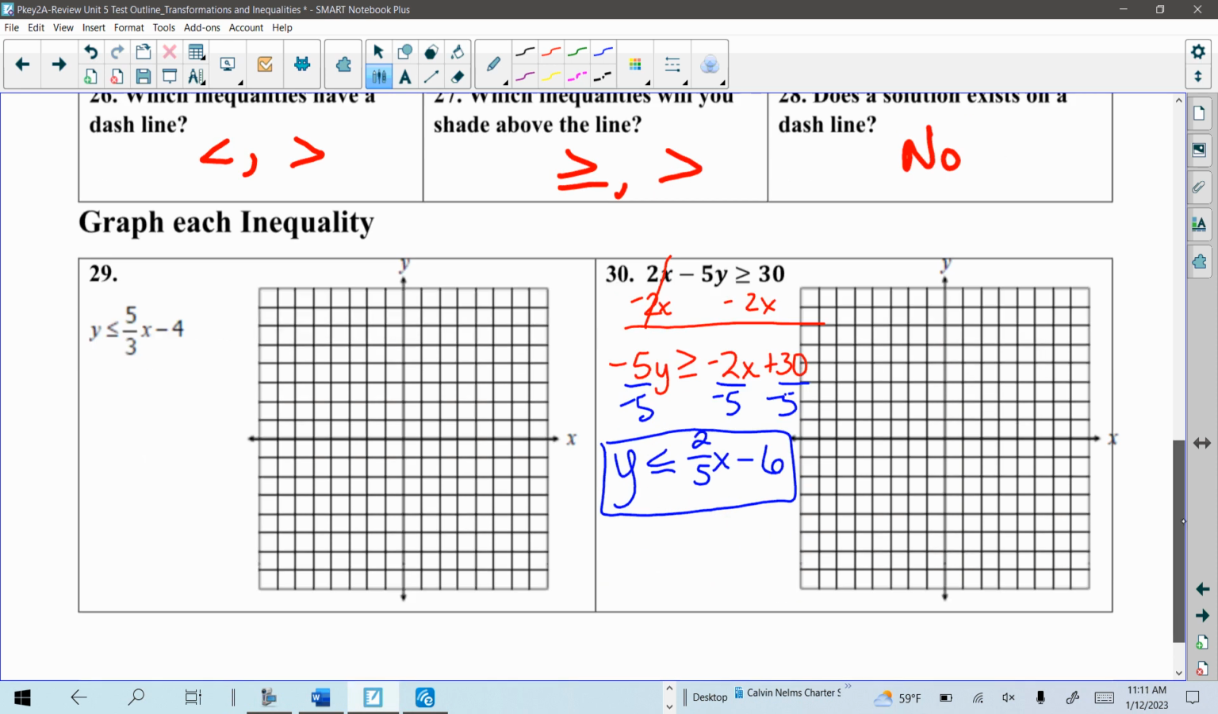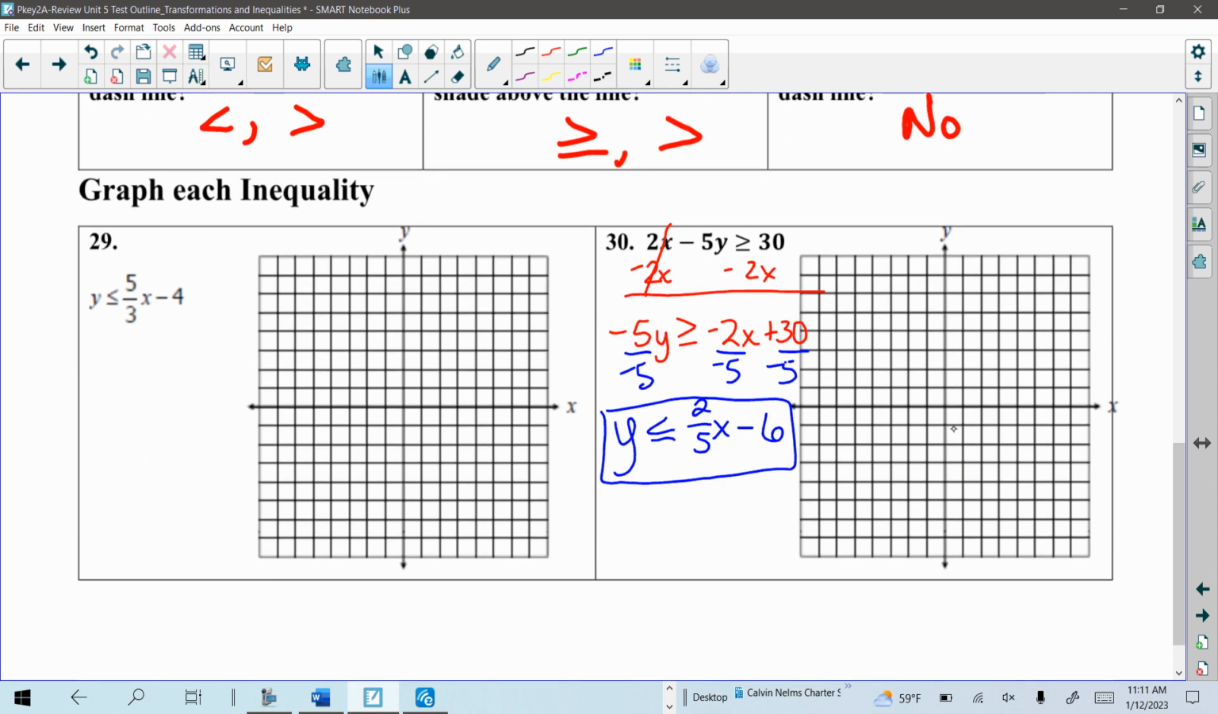So to graph it, we need to start at -6. Put a point there. And then our slope is 2/5. Very good. Since it's 2/5, that means we're counting up 2, to the right 5. I'm coming off the graph. So all we need is 2 points to graph it.